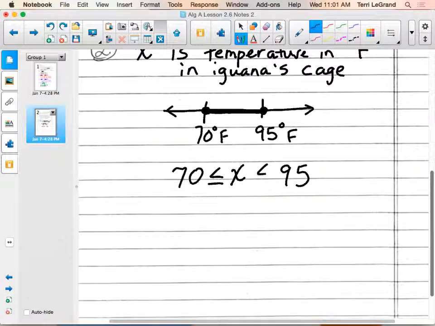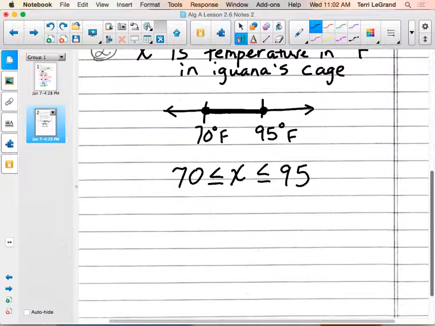Is less than or equal to, is less than or equal to, because they're both included. So this says 70 is less than or equal to all the numbers that are shaded, and that's true. 70 is the smallest number up there. And the shaded region has to be less than or equal to 95, and that's true also. So here's our compound inequality, algebraically represented with a graph. We describe what that variable is representing and what that shaded region is actually showing us: all the possible temperatures the iguana's cage could be.